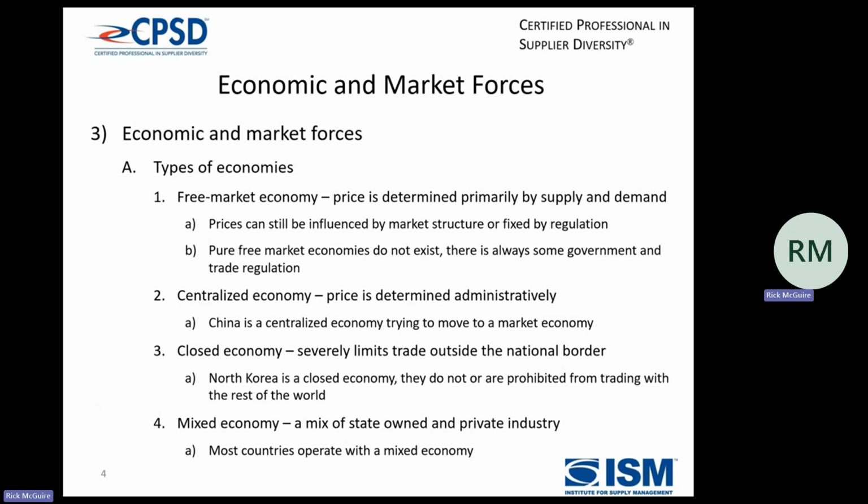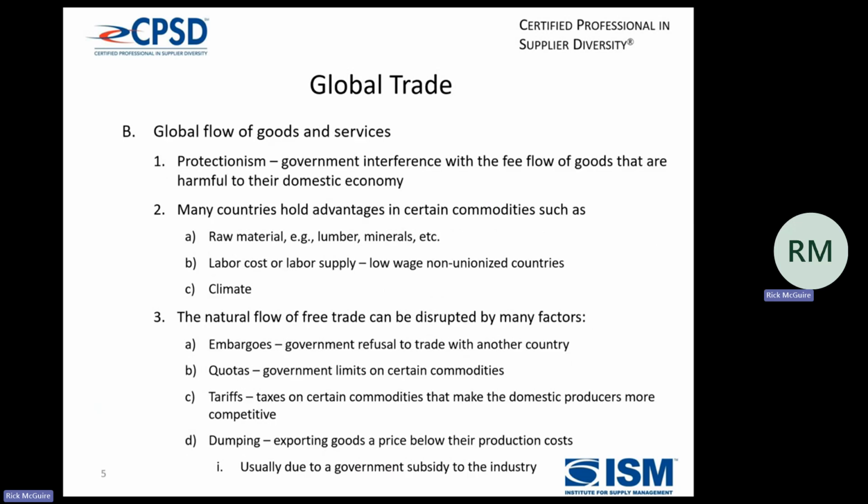So then there's the mixed economy, a mix of state-owned and private industry. Most countries operate with a mixed economy, depending on the degree. So Russia has a mixed economy, but there's a lot of state-owned stuff there. Same with China. We have a mixed economy to some degree because we have regulated monopolies, like power, that are regulated by the government. Global flow of goods and services.